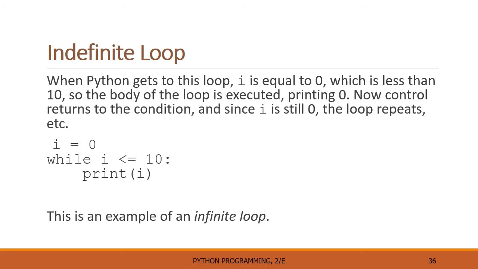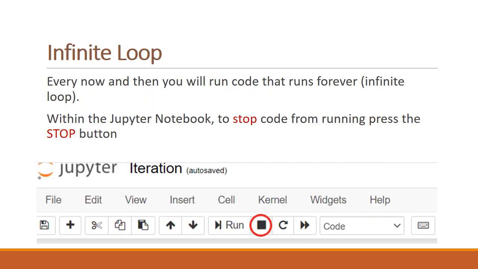This is an example of an infinite loop. As demonstrated, every now and then you will run code that runs forever, so you've accidentally created an infinite loop. Within the Jupyter Notebook, to stop code from running, press the stop button.